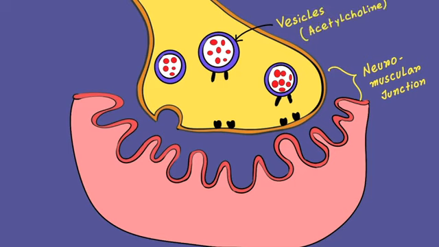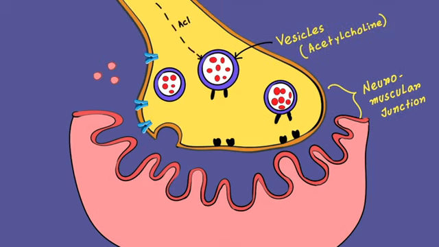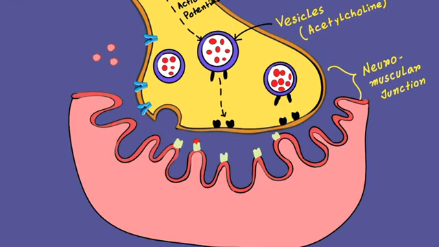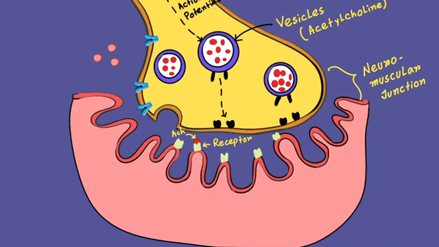When an action potential comes, these vesicles fuse with the nerve membrane and release acetylcholine by exocytosis. This acetylcholine binds with the receptors present on the muscle fibers and helps in muscle contraction. Now here you can see these are SNARE proteins. These proteins help the acetylcholine-filled vesicles to fuse with the nerve membrane.